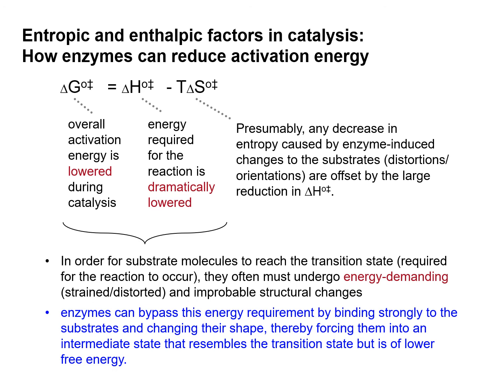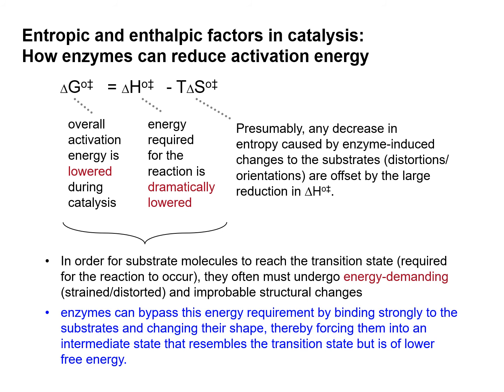Now let's consider the entropic and enthalpic factors in catalysis, which can explain how enzymes can reduce the activation energy of the reaction. So let's bring back the thermodynamics here, and I hope you're already familiar with this equation where you can get the Gibbs free energy. And delta G naught double dagger will be the free energy of the activation, and that can also be gotten by delta H naught double dagger, which is enthalpy, minus T delta S naught double dagger, where T is for temperature and S is for entropy.